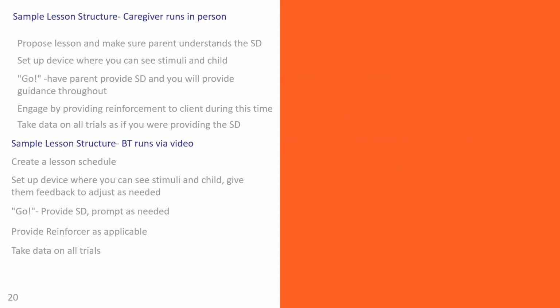This is just a sample lesson structure of how you would do things. So for a lesson structure where a caregiver runs that lesson in person, maybe there's lots more stimuli involved or whatever the reason might be. You're going to propose this lesson, make sure the parent understands the SD and what we're looking for, set up the device where you can see the stimuli and the child as best as possible, and then just go for it. Have the parent provide the SD, and you'll provide guidance throughout, coaching them on things like reinforcement, providing prompts, guidance throughout, those kinds of things.